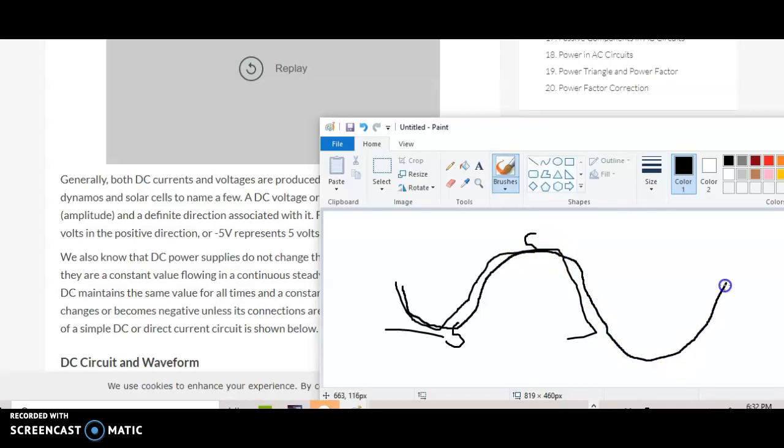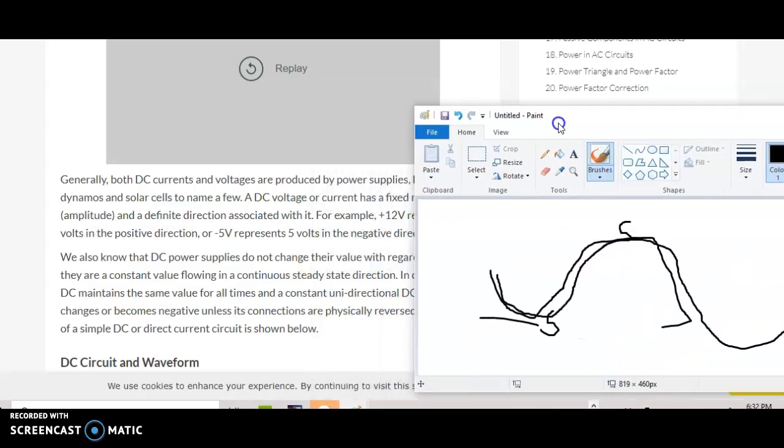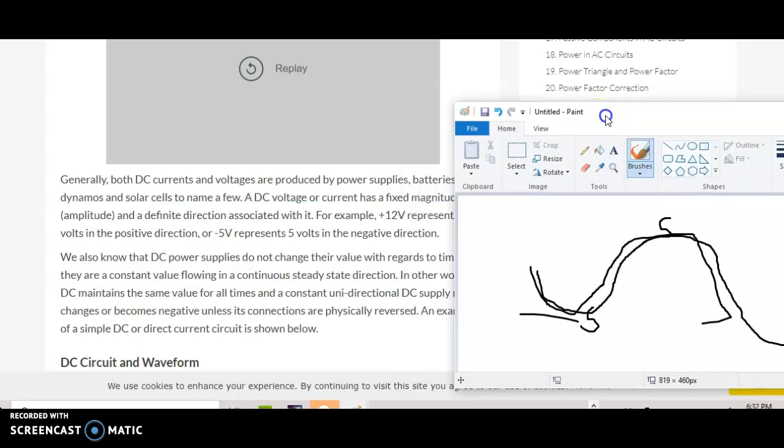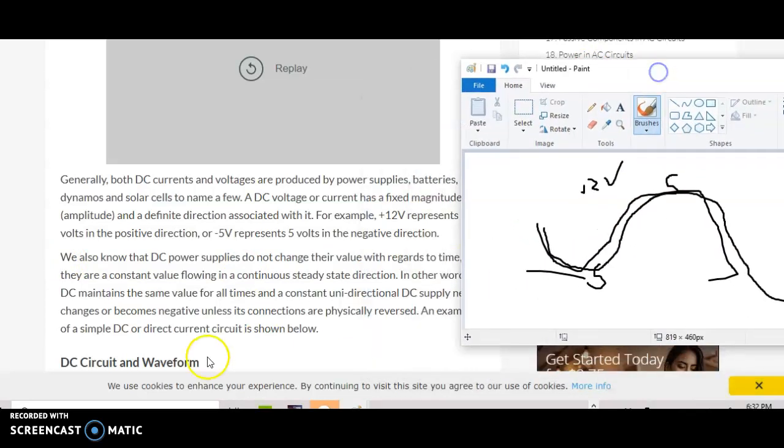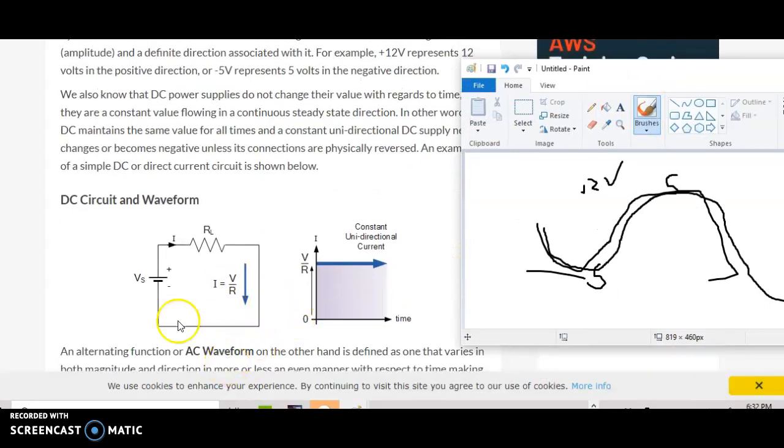So it's like a sinusoidal wave, -5 to 5, and this is 12 volts, which shows it's in the positive direction. So you can see it's going in a unidirectional.